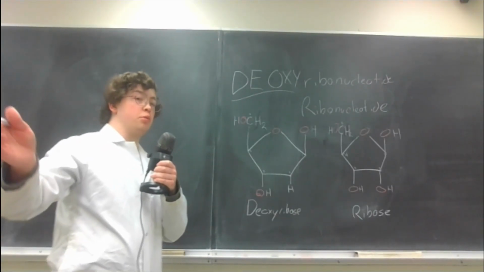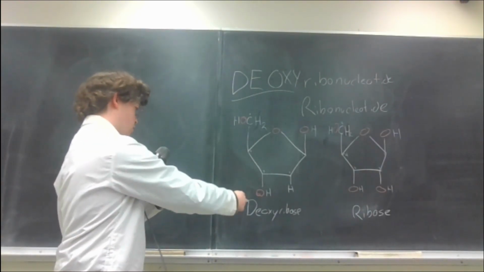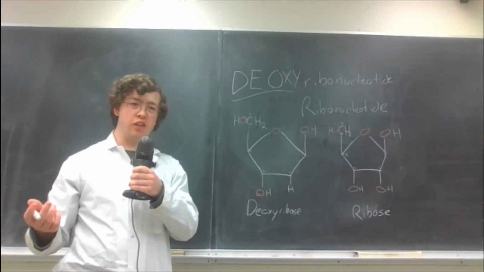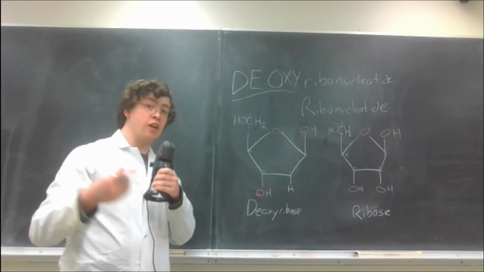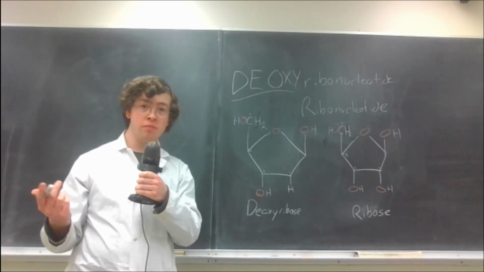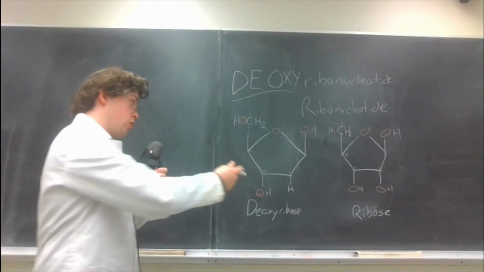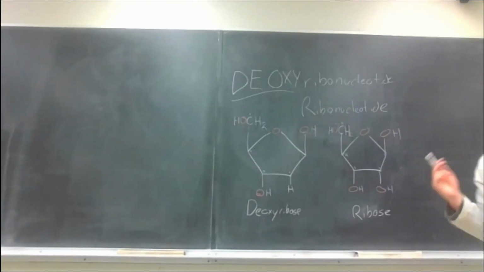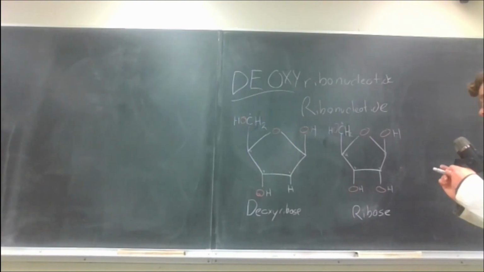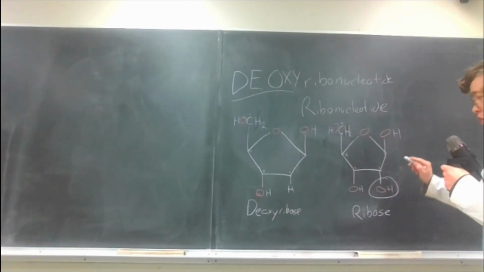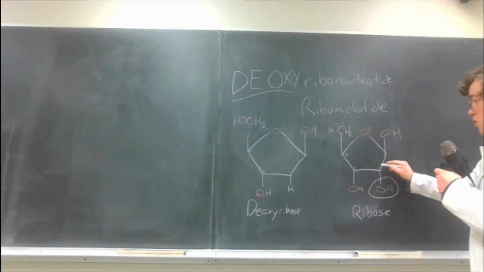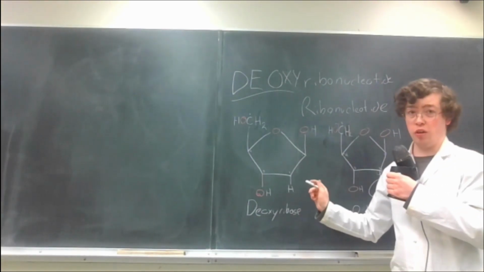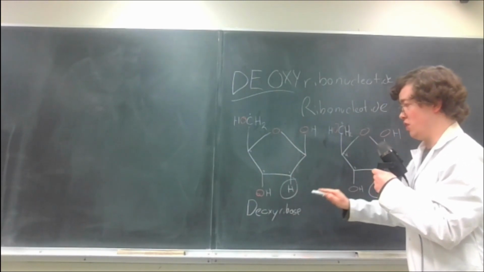Okay, so I took the liberty to draw the structures of deoxyribose and ribose, which are basically the sugars that are found in deoxyribonucleotides and ribonucleotides respectively. And what you'll notice is that when you're looking at deoxyribose compared to ribose, there is basically no difference between the two. However, there is, of course, an oxygen atom that is found in ribose on the 2' carbon located here. And in deoxyribose, this oxygen is absent.